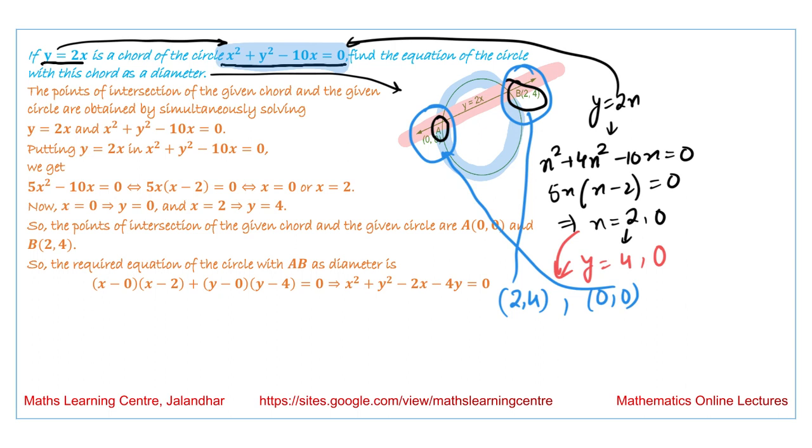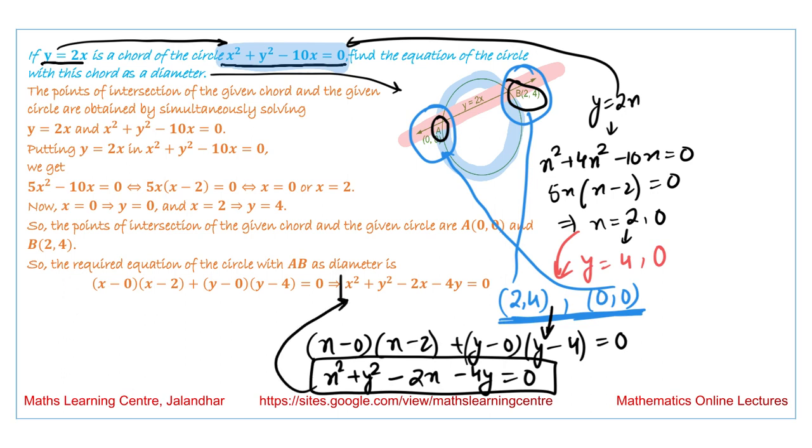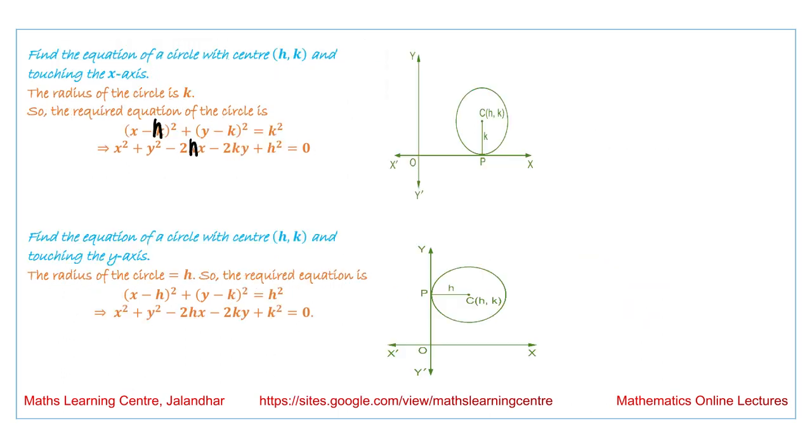Now we want to find the equation of the circle for which these 2 points are on the opposite ends of the diameter. So we are using the diametric form of the equation of a circle. So it is (x - 0)(x - 2) + (y - 0)(y - 4) = 0. On multiplying these terms we obtain x² + y² - 2x - 4y = 0. So this is the required equation of the circle.